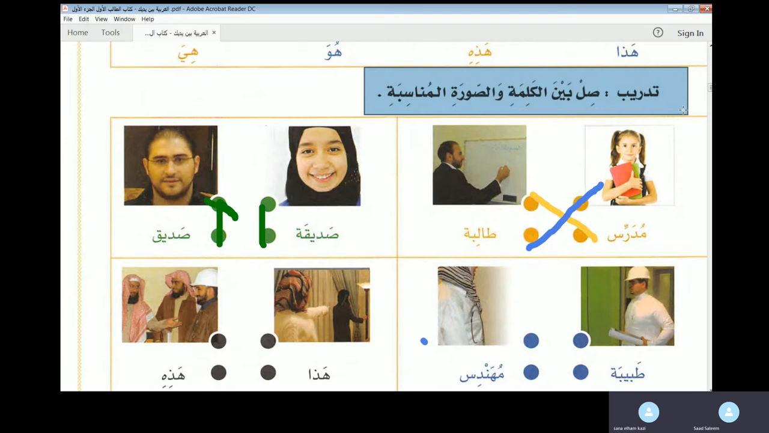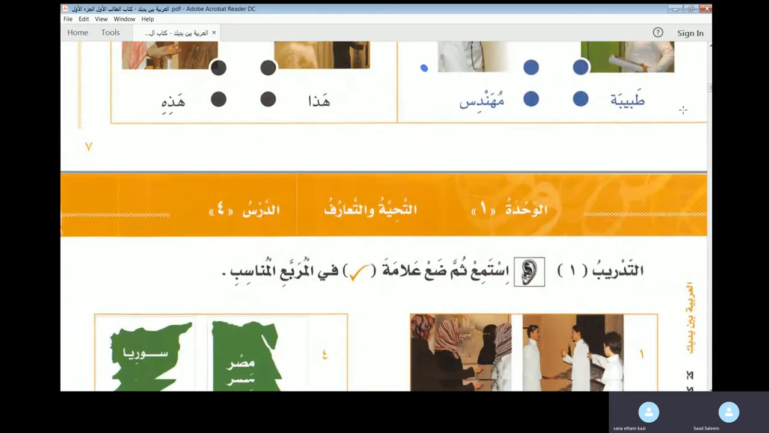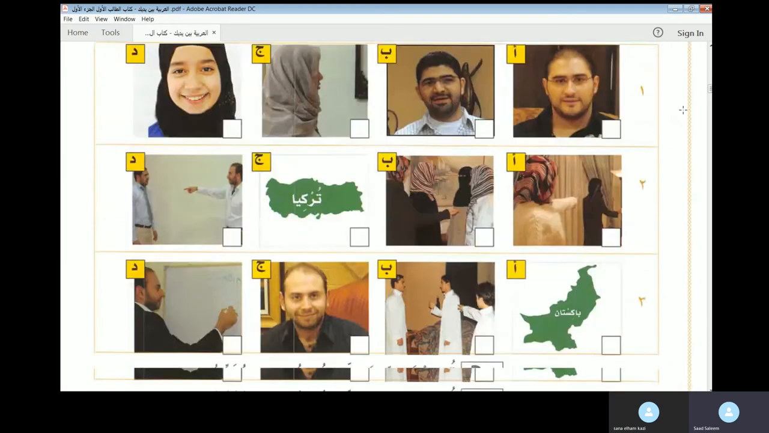Sil bayna al-kalimati wa as-surati al-munasibati. Sil is join. Join between the words and the appropriate picture. Connect between the word and the appropriate picture. Okay, let's keep on this.